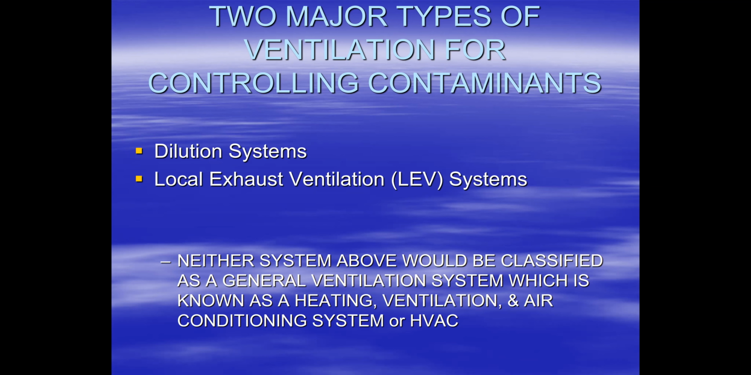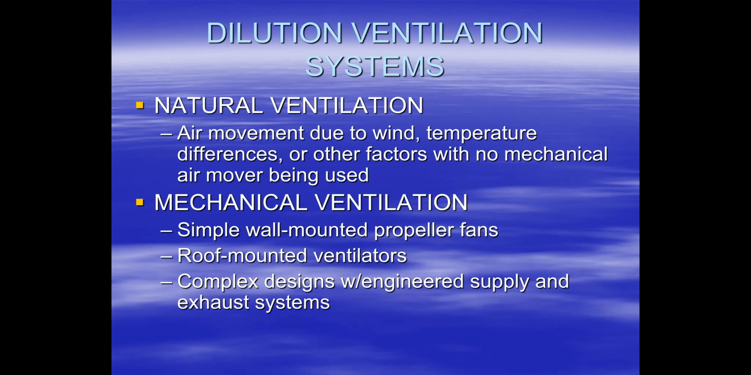The two types for controlling, dilution systems and local exhaust systems, are basically designed to either dilute the contaminants down to a level where, by the time it reaches the worker's breathing zone, it's safe, or in the case of a local exhaust system, remove them from the environment before they have a chance to get to the worker's breathing zone. The key point here is we're always looking at what is in the breathing zone of the worker and how can we ensure that whatever is in the breathing zone of the worker does not present a hazard or risk to that worker.